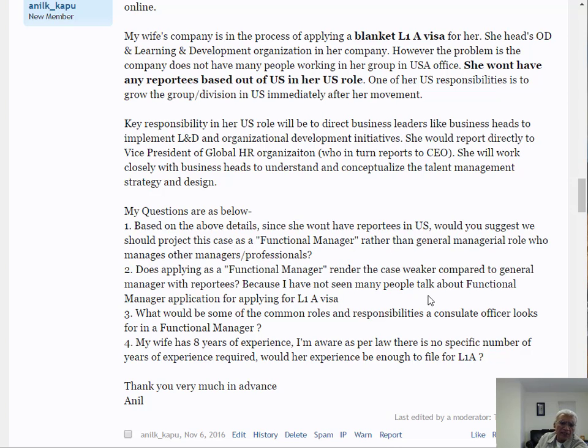Does the case get weaker? Not necessarily. It depends upon the case. It looks like a doable case from what you're describing, Anil. What would be some of the common roles and responsibilities a consular officer looks for in a functional manager? That's very difficult to predict. But the fact that she's so close to the top of the hierarchy is a good sign, especially if the company is large. Would her experience be enough to file for L1A? There is really no limit on how much experience you must have, and that information you have is correct. So it looks like it can be a case for an L1A functional manager.